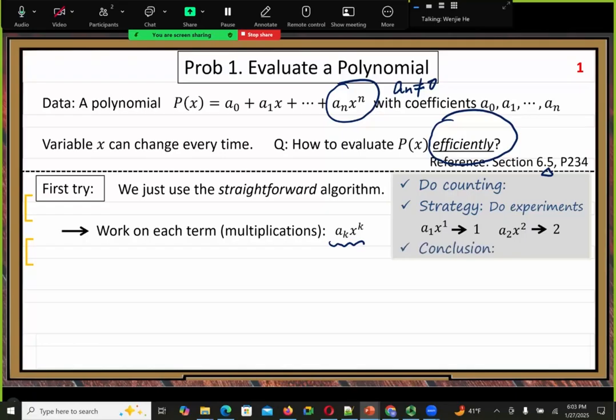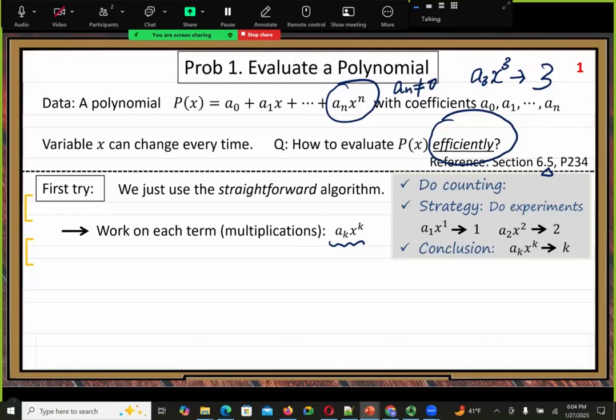Is it enough to get a conclusion for general k? If not enough, let's do one more. When k equals 3, a3 times x to the third, how many multiplications do you need? Three. Is it enough to get a conclusion? So what's your conclusion?